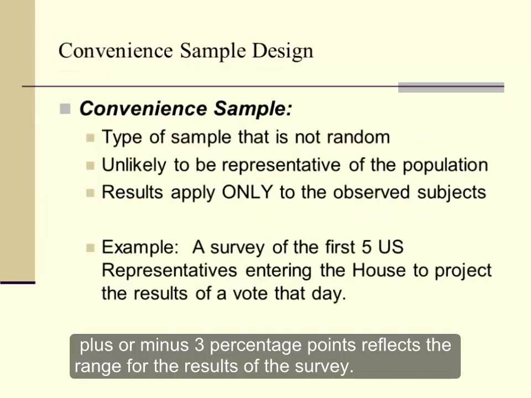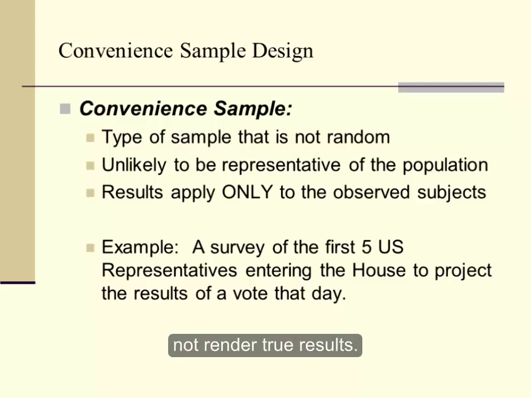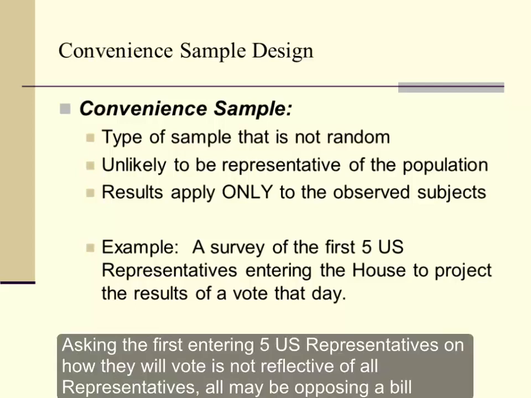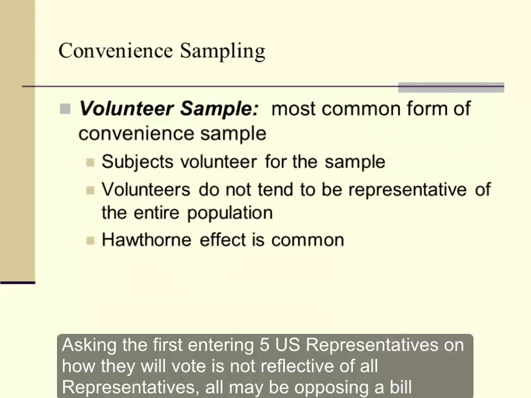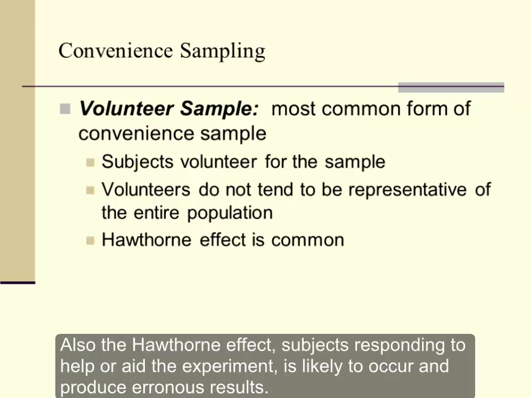Now, some types of sampling, such as convenience sampling, are not random and not likely representative of the population. If you survey the first 5 U.S. representatives entering the House to project the results of the vote that day, you're not going to get a good random sampling of the House of Representatives. Volunteer samples are not either. Subjects who volunteer for a sample may or may not be representative of the entire population, and the subjects may give results that are favorable toward the experimenter's design, called the Hawthorne effect.